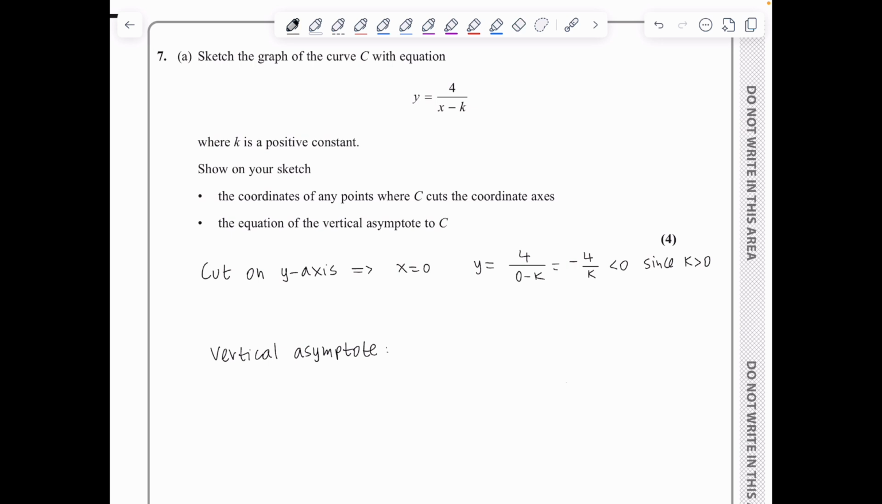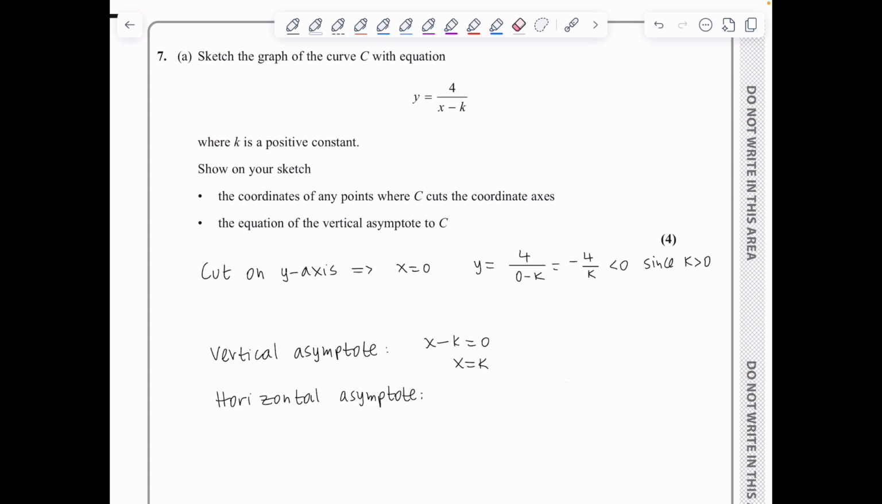So we know that we've got a problem when we divide by 0, when x minus k is 0. So if x minus k is equal to 0, this means that the equation of the vertical asymptote is x is k. And we also know that we've got a horizontal asymptote.